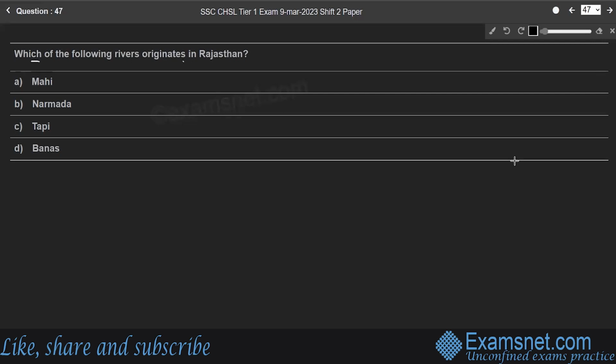Question 47. Which of the following rivers originates in Rajasthan? Here, river Banas. Option D is the answer, which originates from the state of Rajasthan. The river originates from the Kamnor hills of the Aravalli range near Kumbalghar.